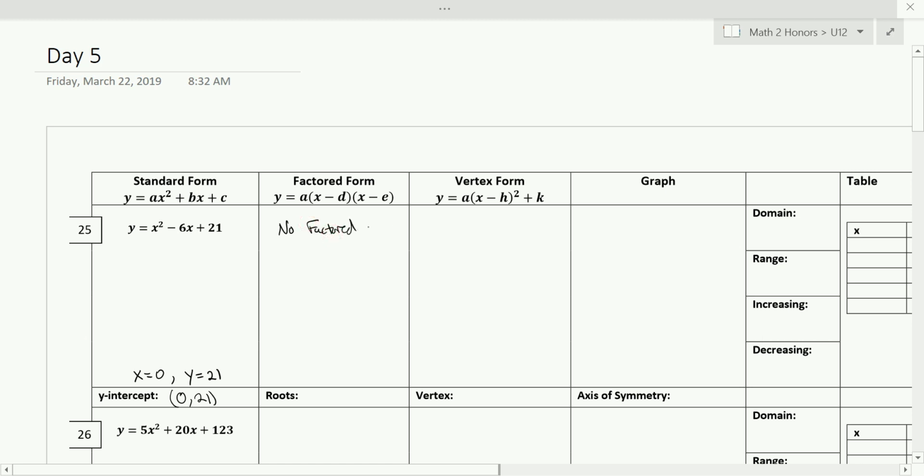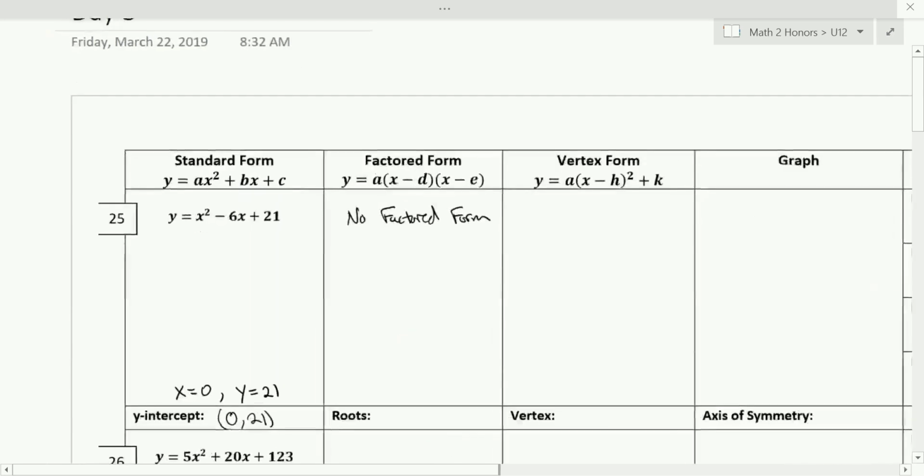So if it doesn't factor, then we need to get our vertex form. And this is when we start to use that new technique. What we said to do is look just at the x squared minus 6x, and you want to change that into a perfect square. Now, do you remember a few days ago when we said standard form and vertex form will be the same if a certain thing happens? When's that true?